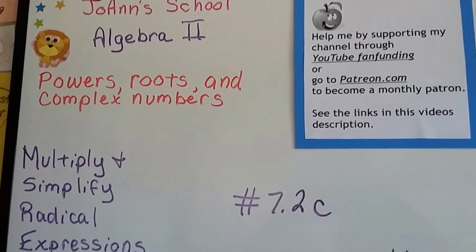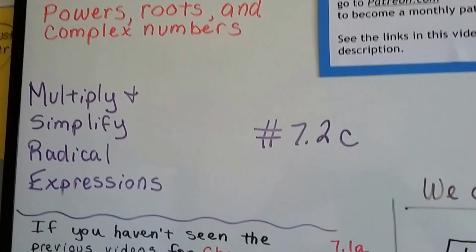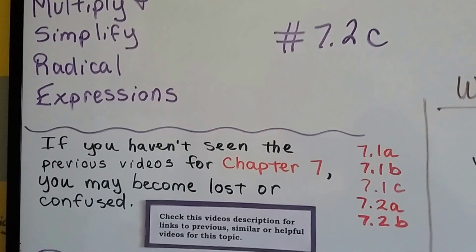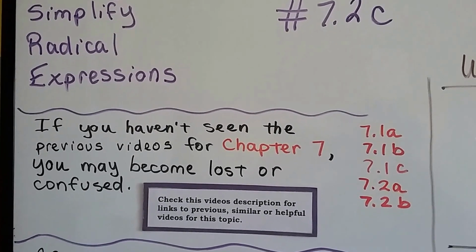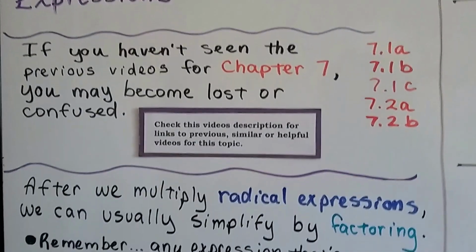Algebra I 7.2c, multiply and simplify radical expressions. And of course, like always, I've got the previous videos. If you've missed them, in this video's description you can just click on them so you don't get confused.